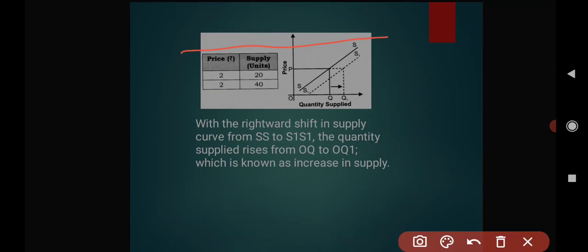So here it is showing the rightward shift in supply curve. There is no change in price, but due to favorable changes in factors affecting supply other than price, the supply curve has shifted to the right. This is known as increase in supply.